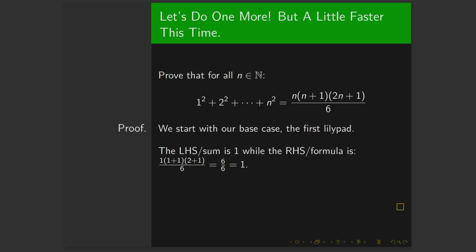So there is a formula for 1 cubed plus 2 cubed all the way to plus n cubed. And all you need to use is induction to prove it, as long as you're given the formula. Okay, now let's actually start our proof, our induction proof. So we start with our base case, the first lily pad.